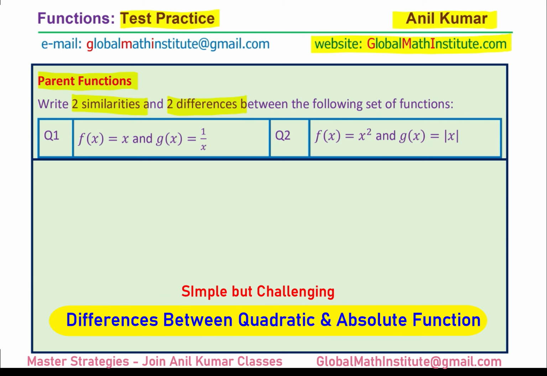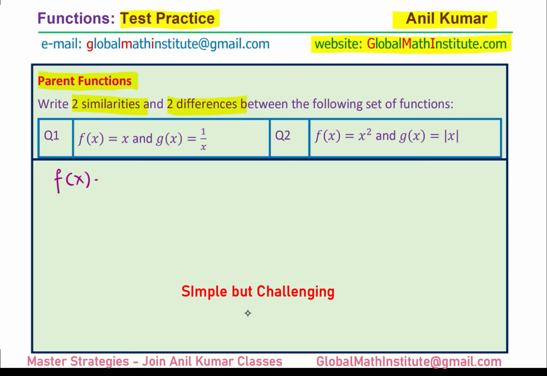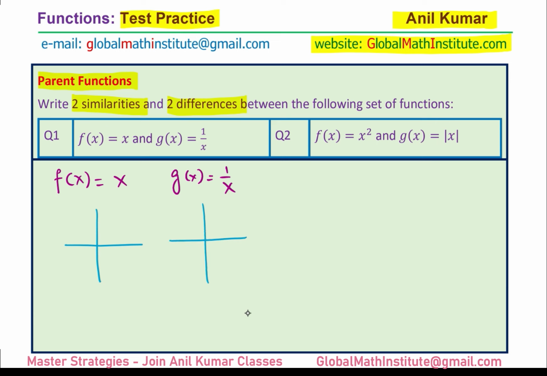That's not so difficult, but when students try to provide the answer, they actually fail. So let's see. We are looking at the functions f of x equals x and g of x equals 1 over x. If you sketch them, how do they look? Well, that will give us a lot of clues about their similarities and differences. So f of x equals x is a straight line, and this is 1 over x, the reciprocal function. Is that clear to you?